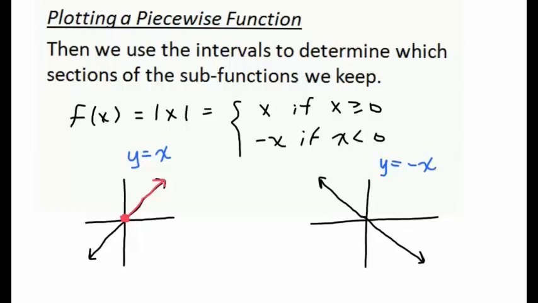Next, we move over to our second subfunction, which is y is equal to negative x. We want to keep the portion of this picture that is less than 0. That is everything on this side of the x-axis. So once again, in red, I'm going to color over all of this graph that I want to keep. I'm going to put an open circle here at 0, because we're not going to take the value of 0 here.